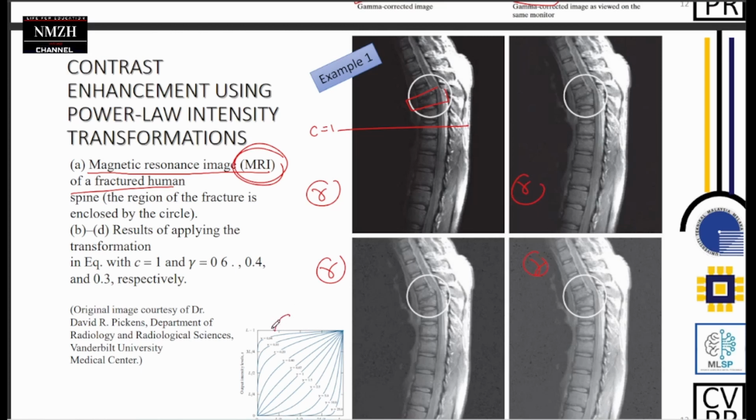So remember, this is the gamma: 0.6, 0.4, 0.3. So we can see that the fracture for this particular image is more reliable at 0.4 compared to this one, which is overexposed. So I think 0.2 is not practical for image enhancing, while this one is good enough to expose the fracture region from the spine, right?